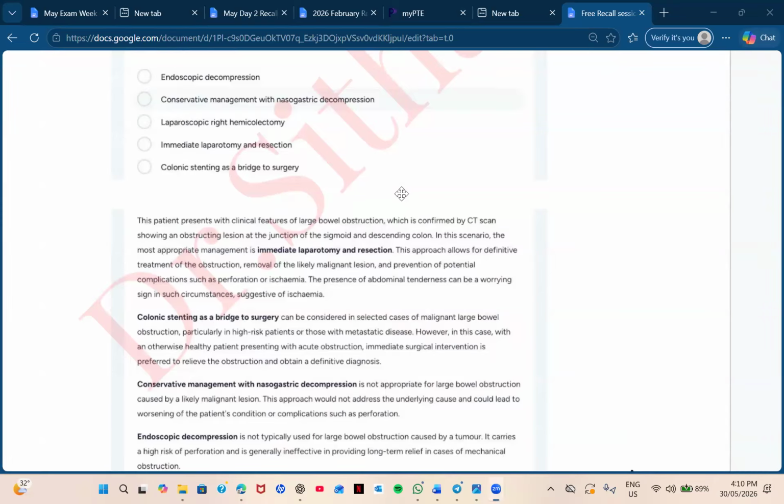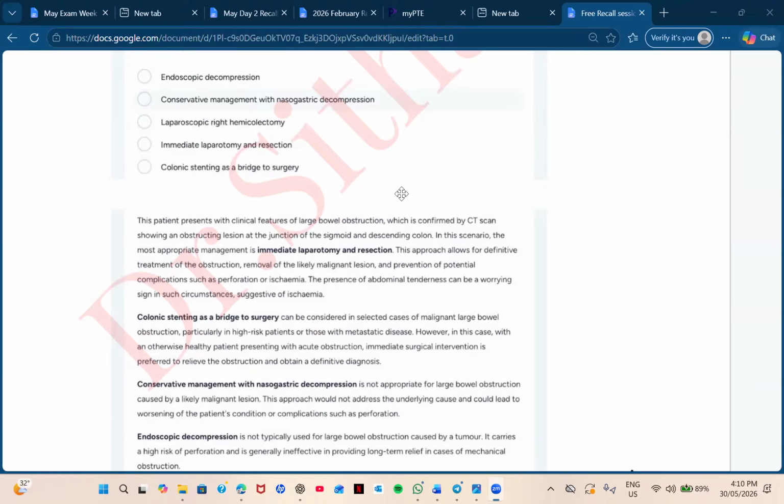Because most of the time, everyone says if you see a sigmoid cancer and dilated cecum, go with stent only. That is what most tutors or other doctors teach, but that is not the theory. There is something you need to understand separately. Not every time are we going with the stent. That is the important point you need to understand. That's why I chose this topic.